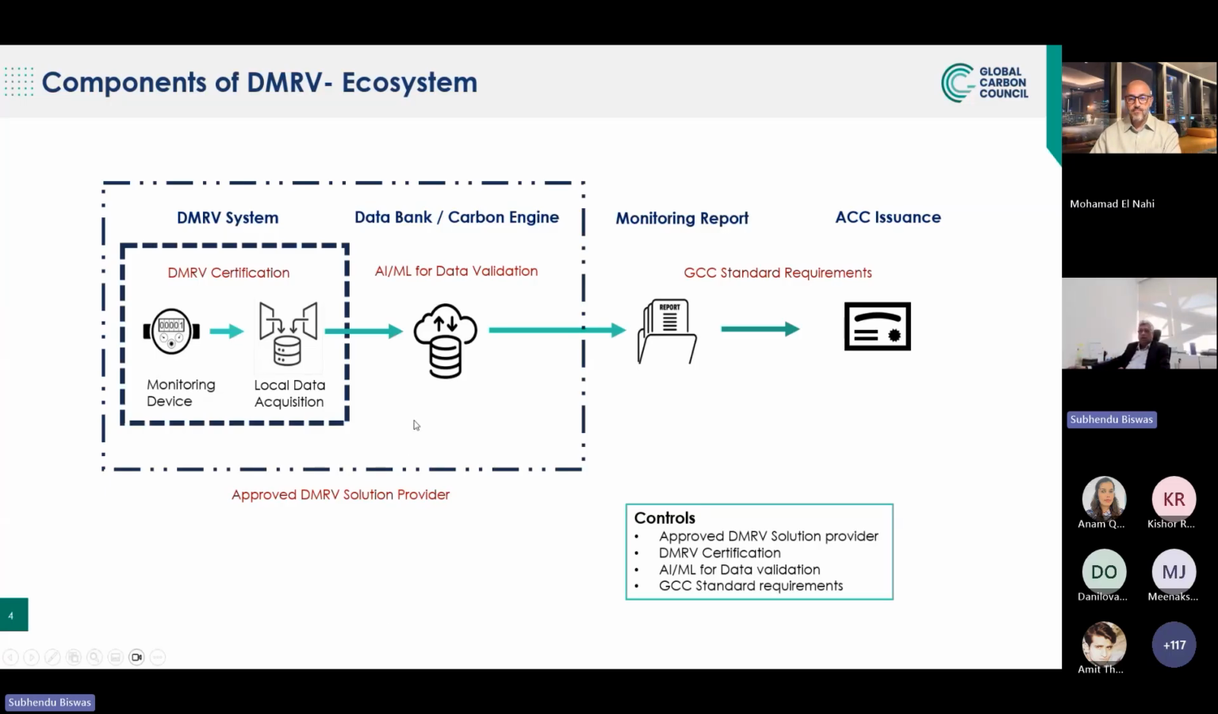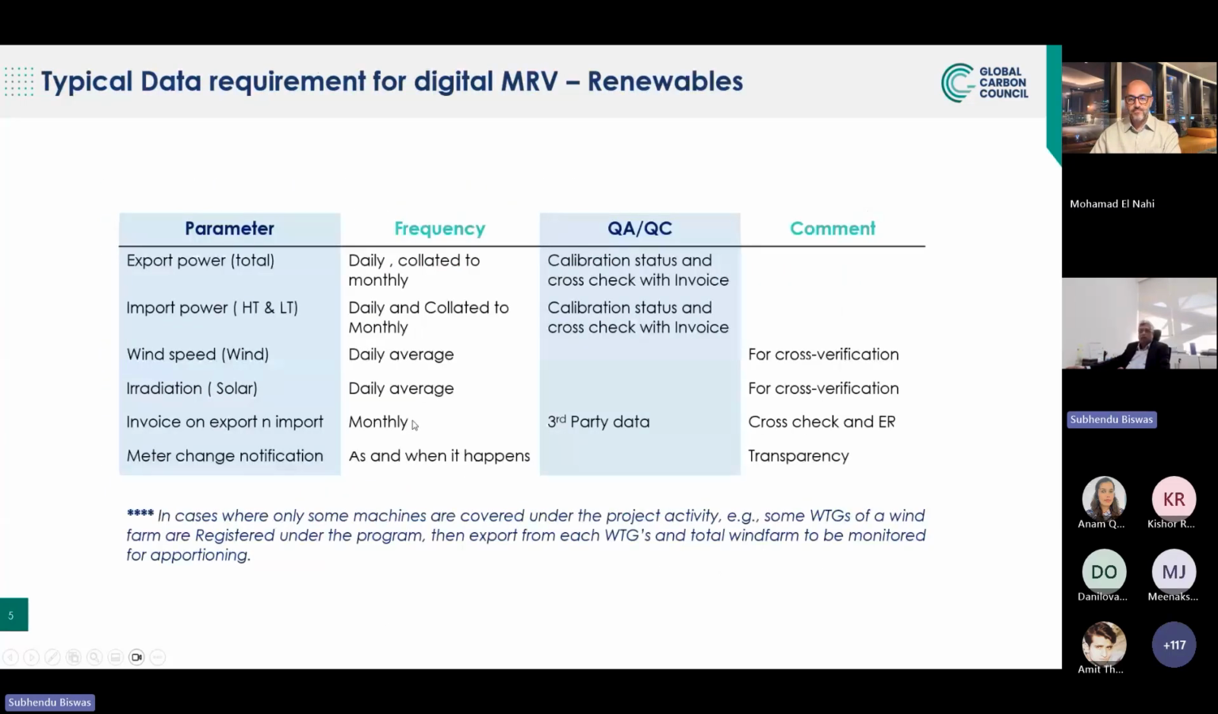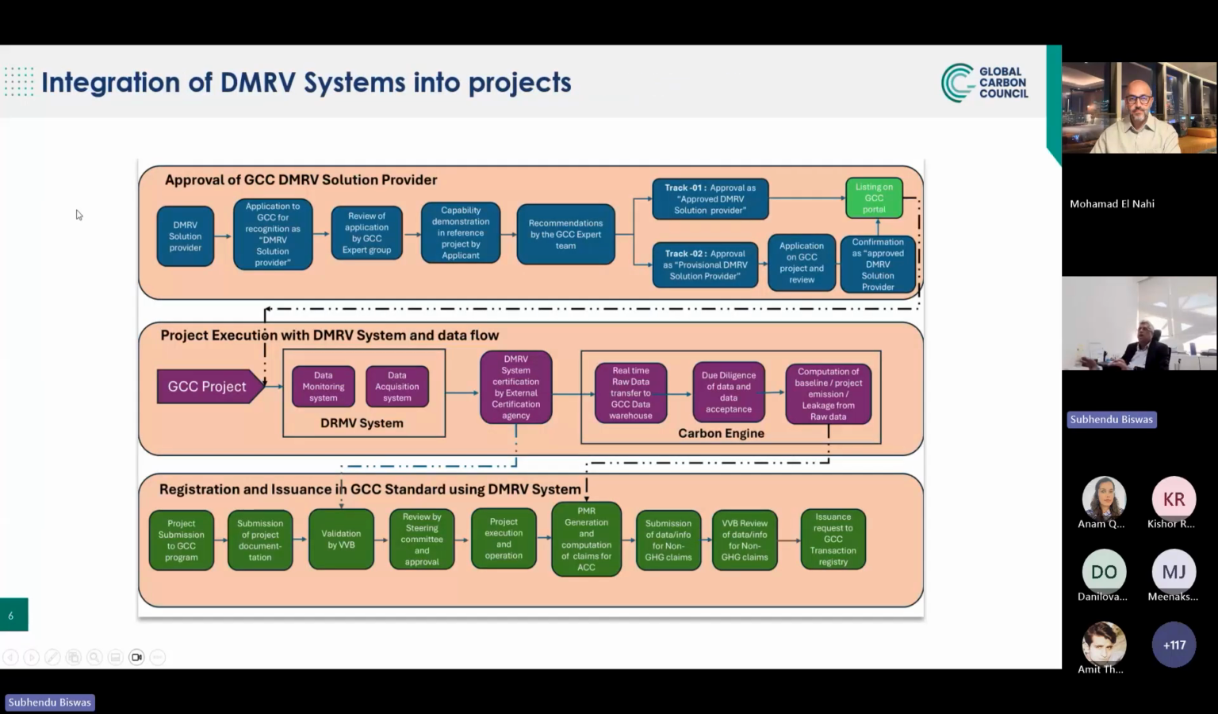Now I will not go into the data points, but I just want to show how the whole system would work. On the top, you see the approval process of a solution provider. We have a separate session on this, so I'll not go into much on it. But the output is that this solution provider can get linked with a project. The project would have its own DMRV system, which is the measurement device and the data acquisition device. This DMRV system would be certified by an external agency.